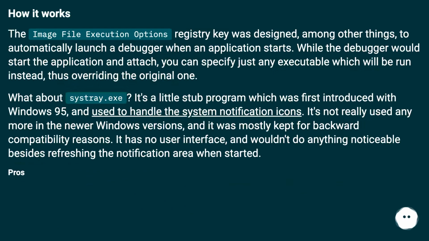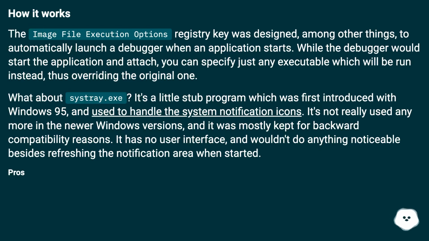How it works: the Image File Execution Options registry key was designed, among other things, to automatically launch a debugger when an application starts. While the debugger would start the application and attach, you can specify just any executable which will be run instead, thus overriding the original one.